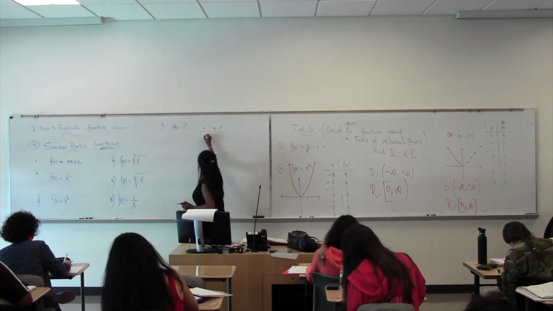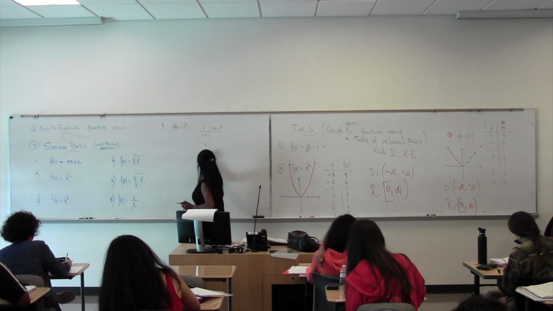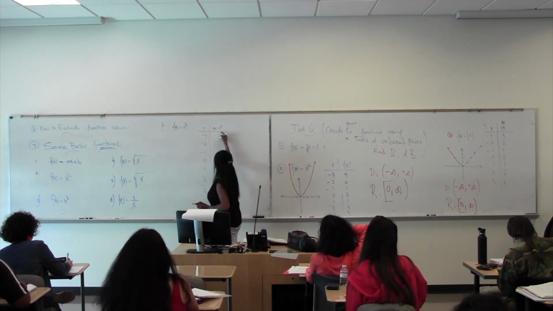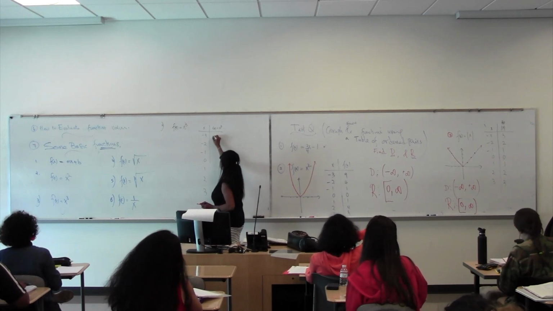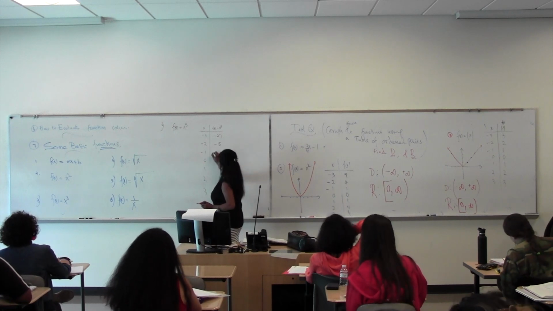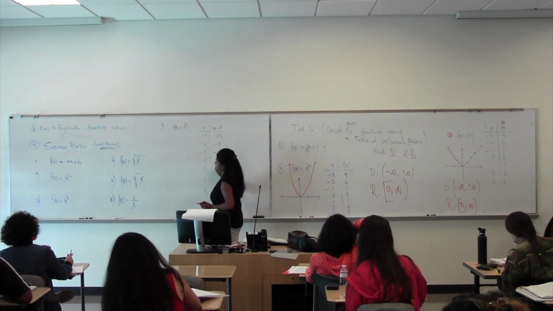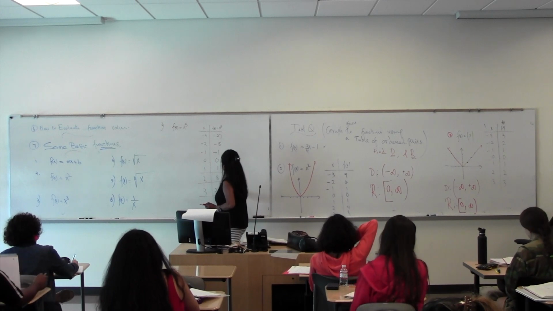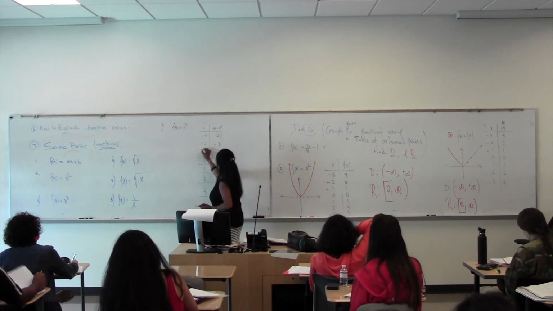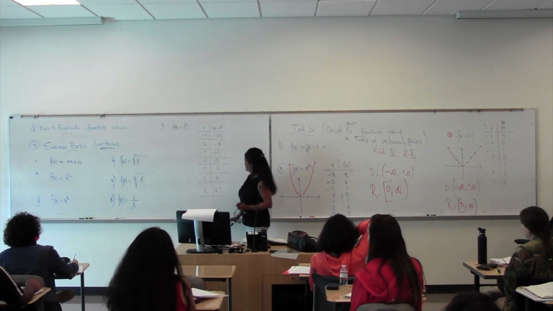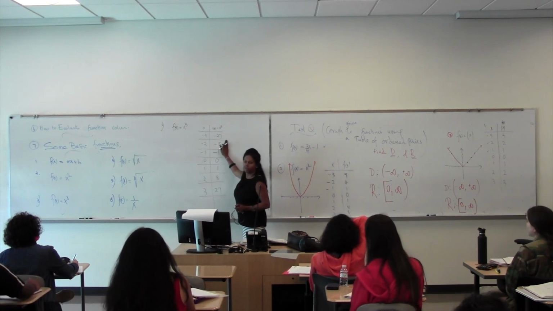So here, negative 3, you can always go with this, then negative 2, negative 1, 0, 1, 2, 3. Negative 3 cubed is what? Negative 27. Negative 2 cubed is? Negative 8. Negative 1, 0, 1. What do you get here? 8, 27. Are you okay? Yeah. Okay.